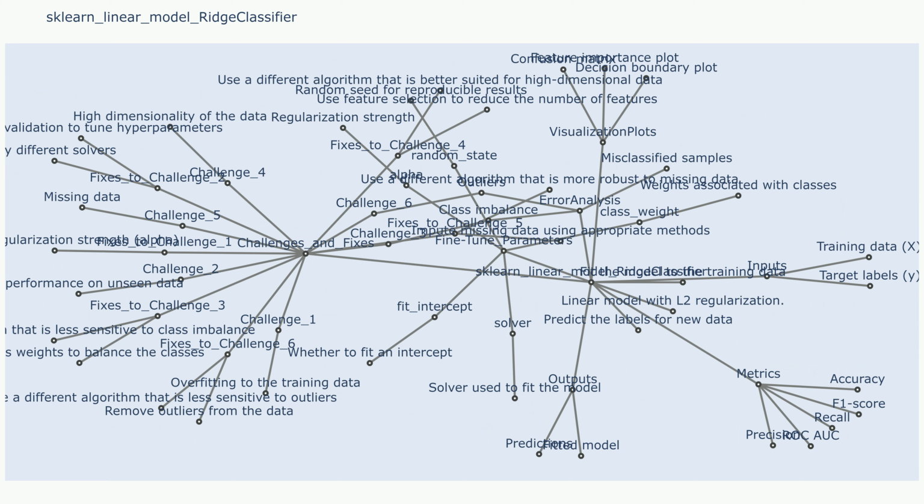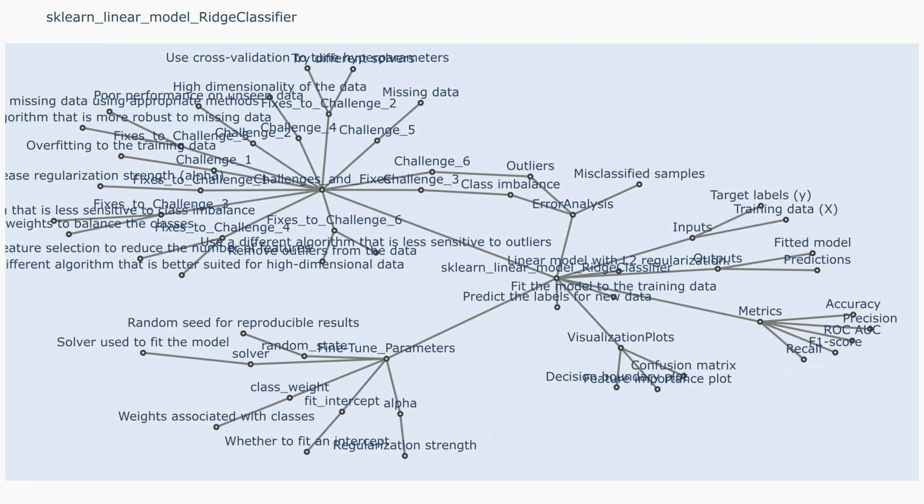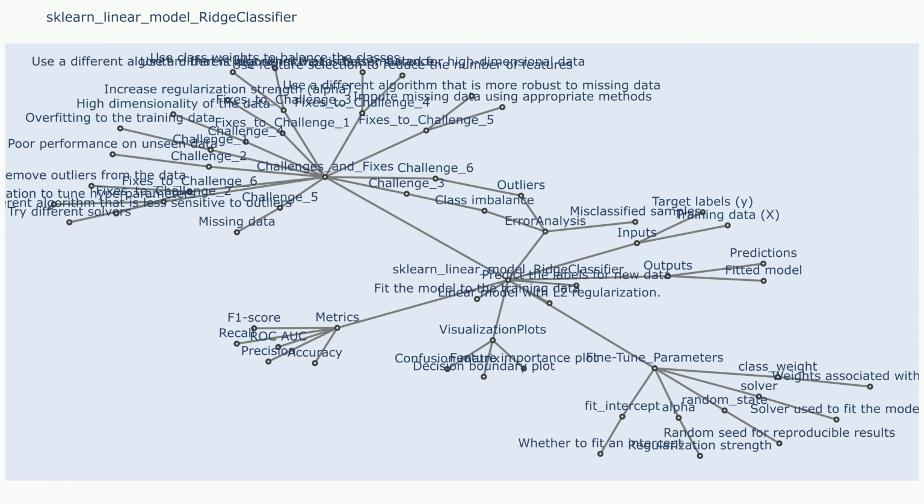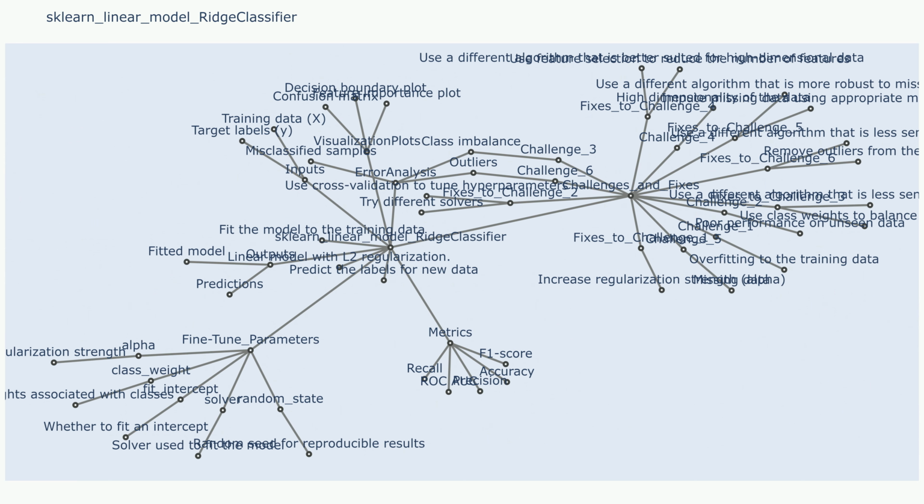Metrics. Accuracy: it measures the proportion of correctly predicted samples out of the total samples. Precision: it measures the proportion of correctly predicted positive samples out of all samples predicted as positive. Recall: it measures the proportion of correctly predicted positive samples out of all actual positive samples. F1 score: it is the harmonic mean of precision and recall, providing a balanced measure of model performance.